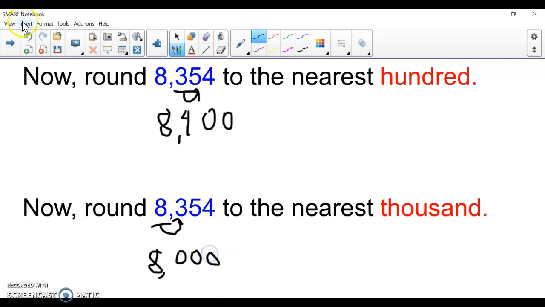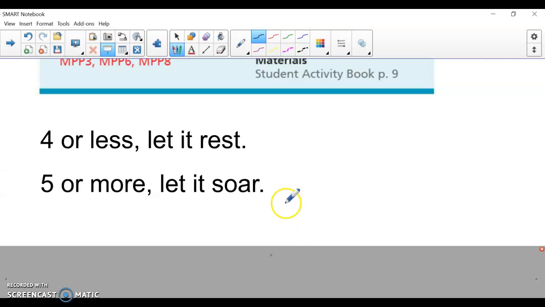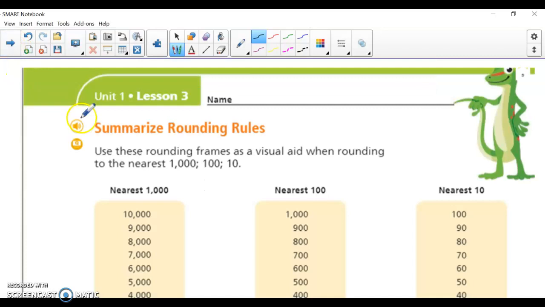Okay, and so that's what you're going to be working on in your workbook today. Let's see if this makes sense. 4 or less, let it rest. 5 or more, let it soar. So when you look over to that place value 1 over, if it's 4 or less, that number stays the same. It rests. If it's 5 or more, let it soar. And soar means go up. So that's how you're going to raise that number up to the next digit. So let's do some examples.